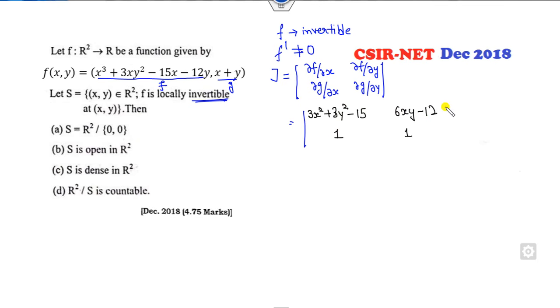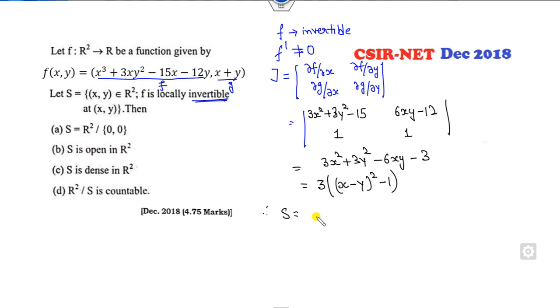G with respect to this. Now what is the derivative? What is the determinant of this? It's 3x square, 3y square minus 6xy minus 3. So I can take 3 as common. So (x minus y) whole square minus 1. Now what is S? Collection of all those pairs such that f is invertible. It means this should be non-zero. So if this should be non-zero, it means x minus y should not be equal to plus minus 1. So that means x minus y is not equal to plus minus 1.